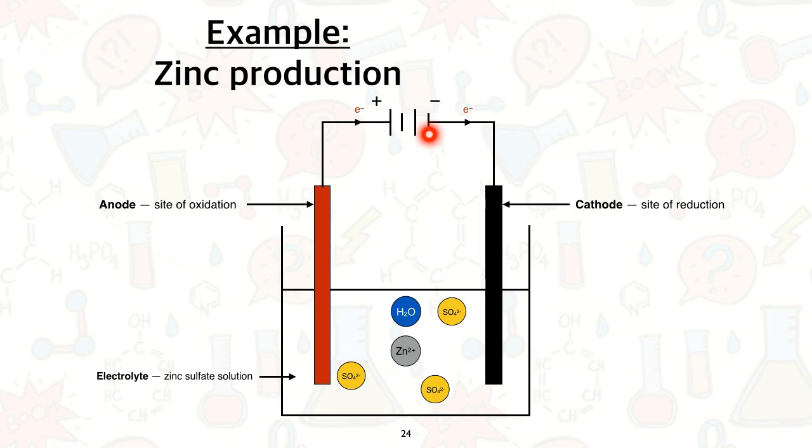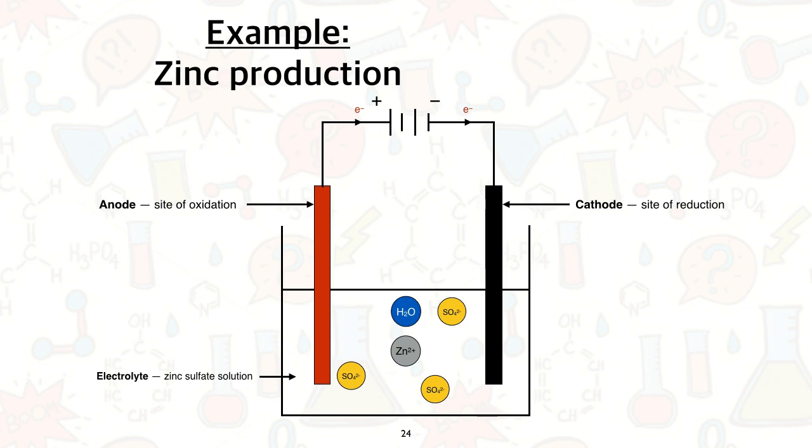The negative end provides a force to push electrons onto our cathode. And just remember, the cathode is the site of reduction. So you have to imagine electrons are flowing down here, and which of the components in the electrolyte will be attracted to it? To the cathode, yes.